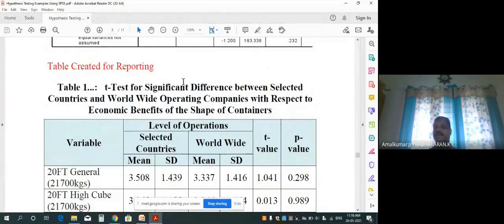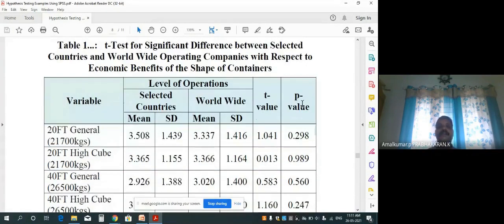Again, the independent sample t-test is a parametric test. It is used by the researcher for comparing two means. Here the researcher wants to compare the selected country and worldwide operating companies for testing the hypothesis. That is why the researcher selected the independent sample t-test. After that, the researcher conducted the analysis, got the result, and interpreted the result based on the p value.